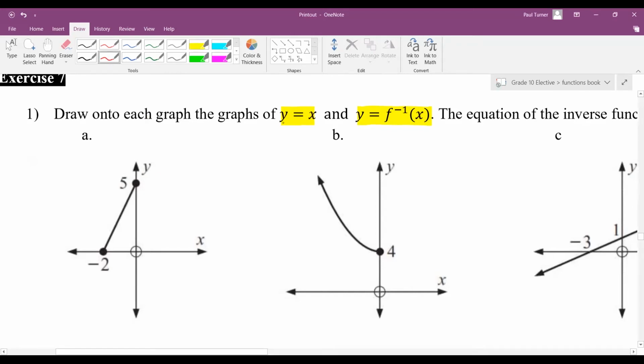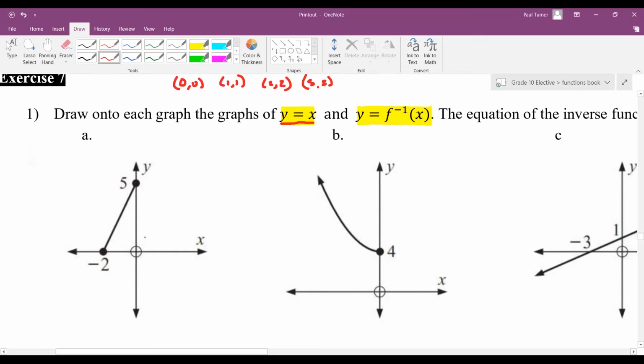So the first thing we do is draw this line. So that is the series of points, for example, 0, 0, 1, 1, 2, 2, 3, 3, like that. So this line's very easy to draw. Y equals x. So the y value equals the x value. So if x is 0, y is 0. If x is 1, y is 1. If x is 2, y is 2, like that.